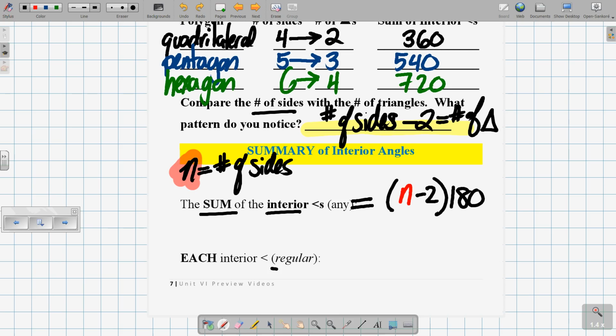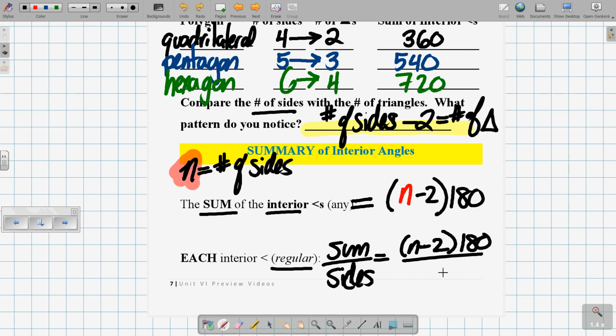Now, if a shape is regular, and I want to find a single one, I take the sum and I divide by the number of sides, sum over sides. We'll take it one more step. N minus 2 times 180 is your sum. Number of sides is n. This only works for a single interior angle and only on shapes where it's regular.